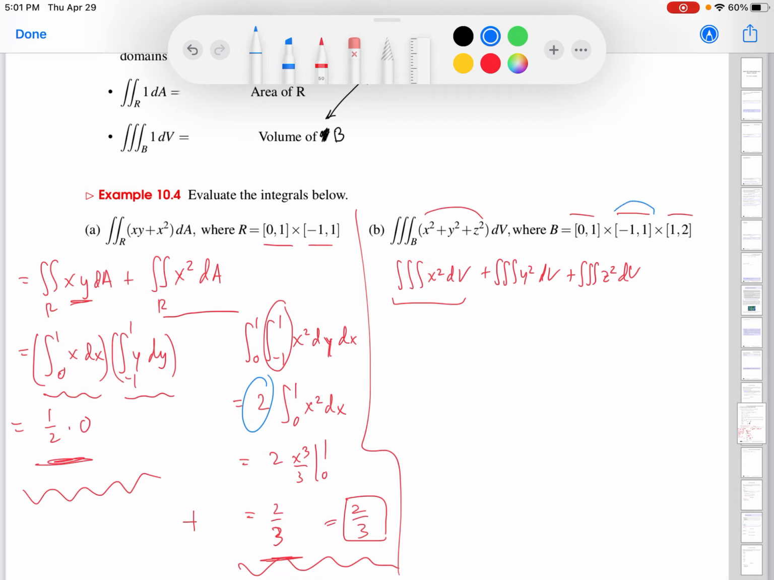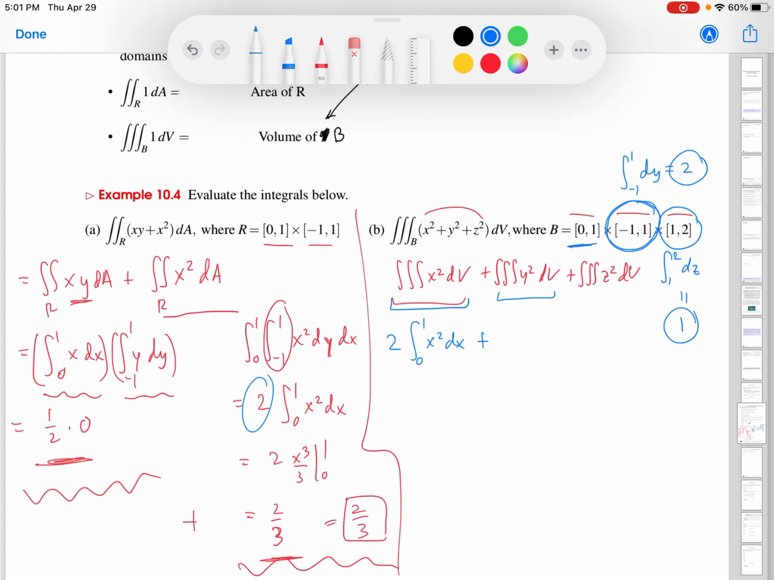So if I write out the integral dy from -1 to 1, this again gives me 2. And if I write out the integral from 1 to 2 of dz, this gives me 2 minus 1, which is just 1. So this integral over here is this number 2 times this number 1. It's 2 integral of x squared dx. And the x goes from 0 to 1.